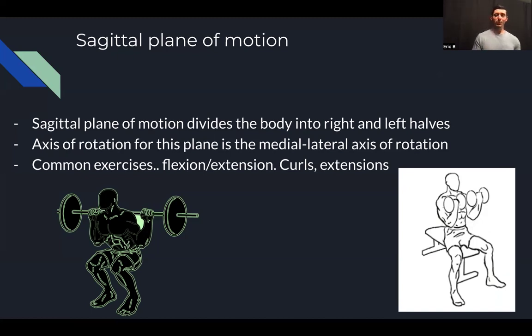But what is the axis of rotation with this? The way I like to think about it is if you were to take a line that went straight from my shoulders here like that, and you were to have a flexion extension, that is essentially the axis of rotation that goes on here. So sagittal plane, we're thinking right and left halves, so we're cutting the body this way, but our axis of rotation is going perpendicular to the plane.